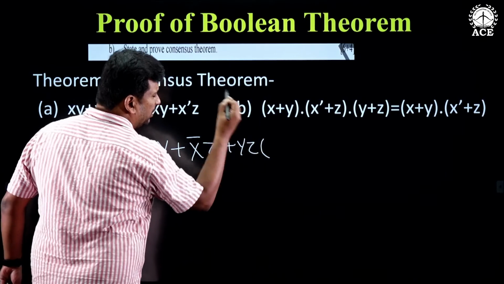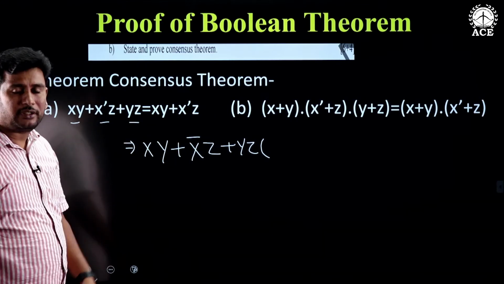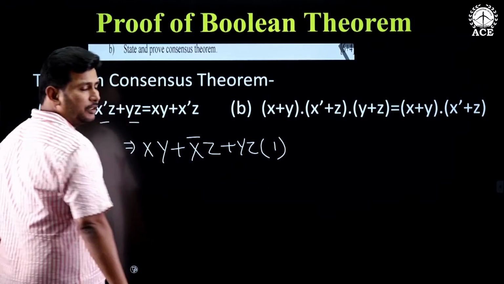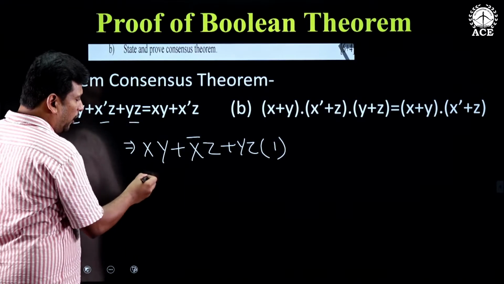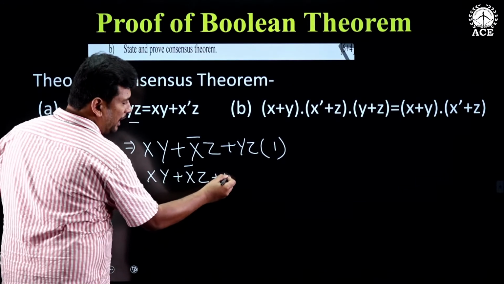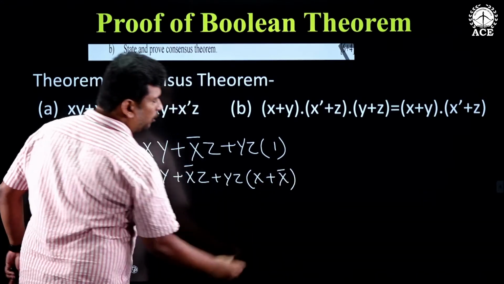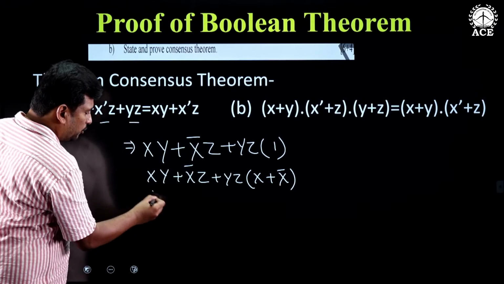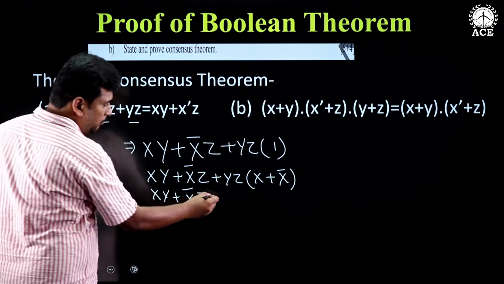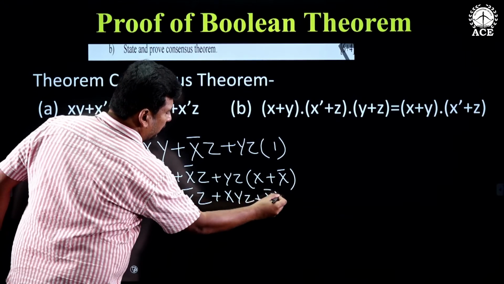I don't want x to miss here. I'm a fan of x. But in this particular term, x is missing. So let me do something which we have learned. My missing term I replace with 1, and we know what our missing term is: x. So 1 can be replaced as x plus x complement. Now you have xy plus x complement z plus xyz plus x complement yz.